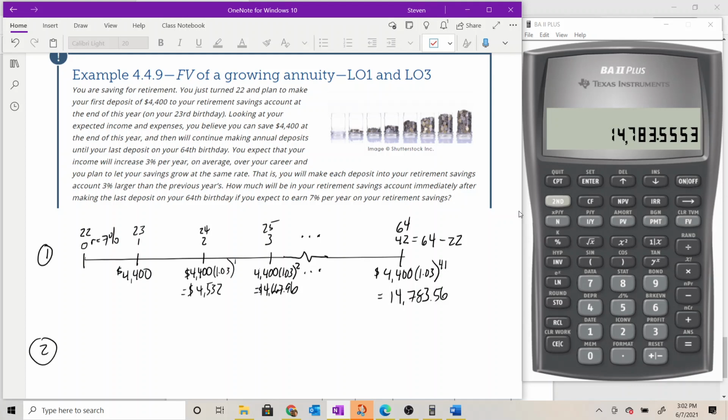Now, we have cash flows at regular intervals that are growing at a set rate. There are only 2 types of cash flows that we have that grow at set rates. It's either going to be a growing perpetuity or it's going to be a growing annuity. And the difference between those two is whether or not the cash flows stop at some point. A perpetuity goes on forever. It never stops. And in this particular case, the cash flows do stop. On our 64th birthday, we're going to make that final deposit, we're going to retire, and then we're going to start drawing down our retirement savings. Okay, so pretty sure this guy is going to be a growing annuity.